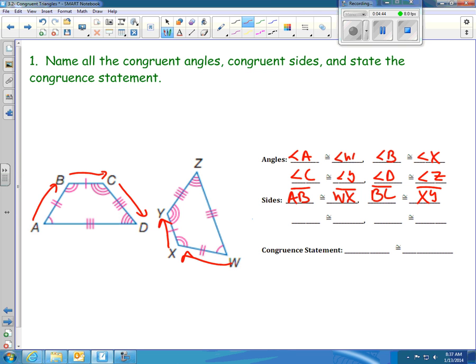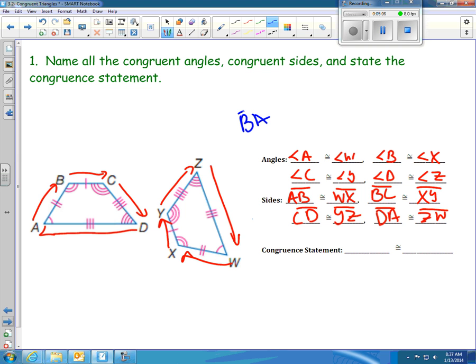Okay, C to D is 3 to 4. Y to Z is 3 to 4. So C to D, Y to Z, and then our last one's D to A, and then Z to W. Now you could have, if you wanted to, written side BA. Then you'd have to say it is congruent to side XW. Remember, those letters need to go together.